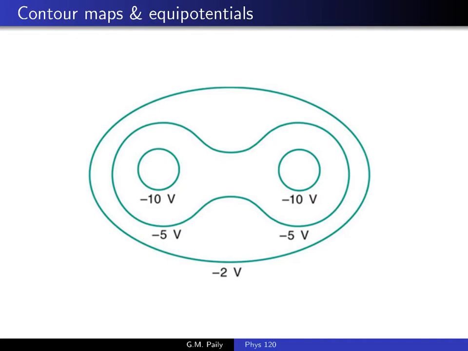Similarly, we introduced the concept of equipotentials. Here, the lines connect points that have the same potential. All these points have a potential of negative 2 volts, and these have a potential of negative 5, and so on. Now, as you might guess, since negative potential is caused by negative charges, and the potential gets stronger in magnitude as you get closer to the charge, there are two negative point charges here.